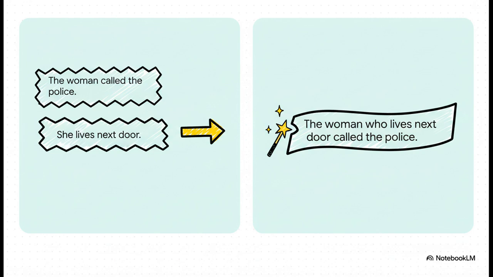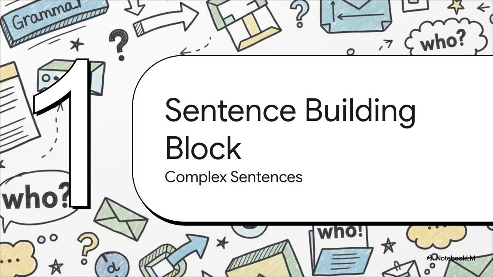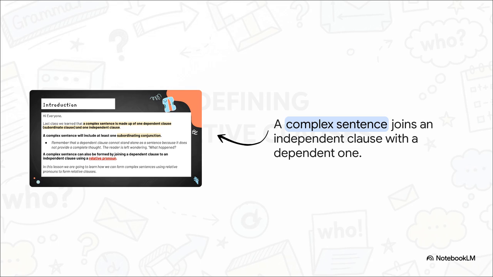It connects everything perfectly. So the big question is, how do we build that bridge between our ideas, every single time? Well, it turns out there's a specific little tool in our grammar toolkit designed for exactly this job. And that tool starts with a really fundamental building block, something that's key to making your writing sound more sophisticated. And that building block is the complex sentence.